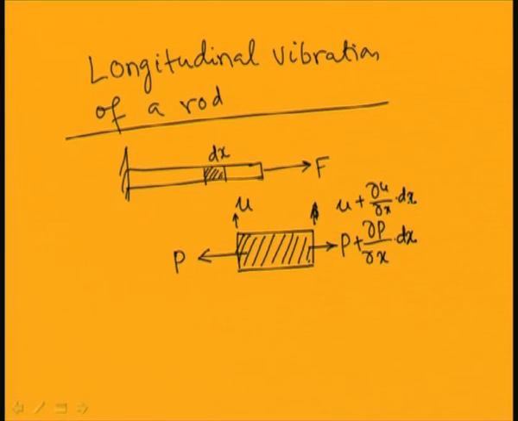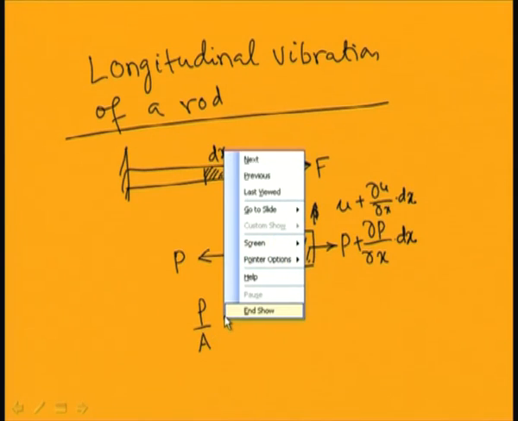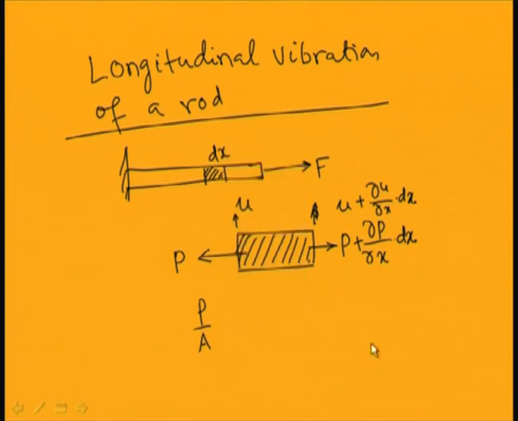So the strain of this section due to this vibration will be equal to del u by del x. So the strain is del u by del x. So I can write this P, or the stress, P by A is the stress. So the stress by strain equals E. So I can write the stress equal to E into strain, that is equal to E del u by del x.